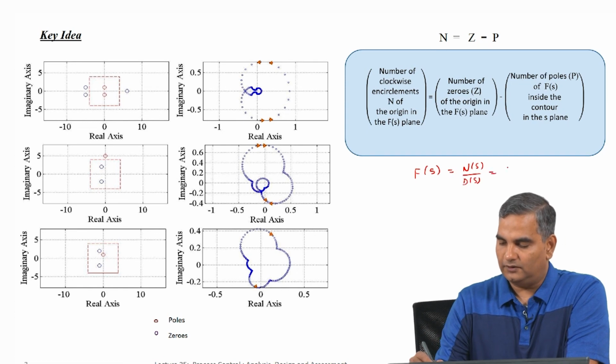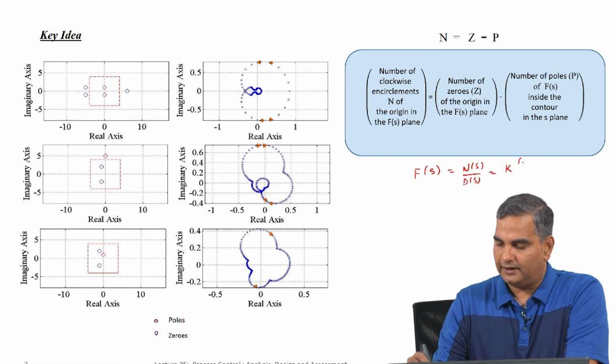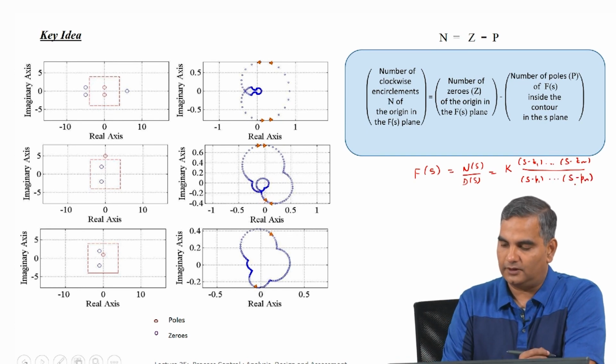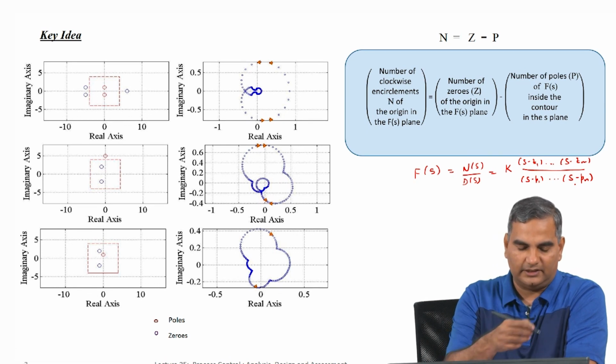Let us assume we have written this in this form: k times (s minus z1) all the way up to (s minus zm), divided by (s minus p1) all the way up to (s minus pn). Okay. So, there are m zeros and n poles for this. So, these are just illustrations.